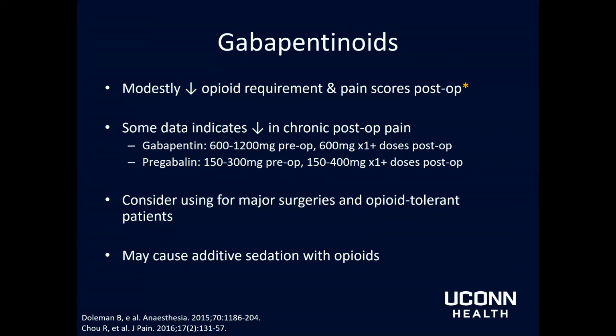Just briefly about gabapentinoids, we know that they have some of their best literature for support in postoperative use. There's data that suggests that you can achieve a decrease in chronic postoperative pain with even just a single dose of 600 to 1200 milligrams preoperatively of gabapentin, followed by a single 600 milligram dose postoperatively. And the comparative dosing for pregabalin is listed there as well.